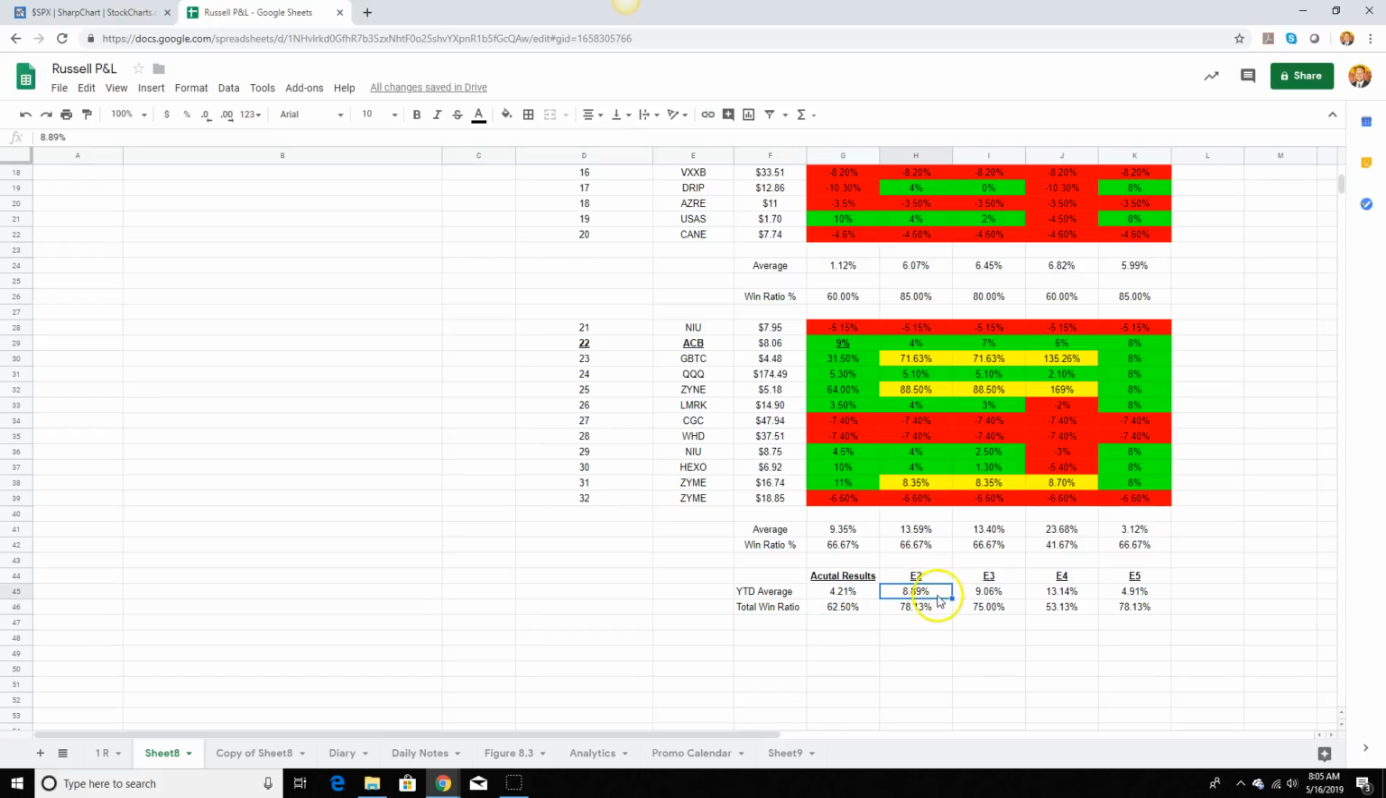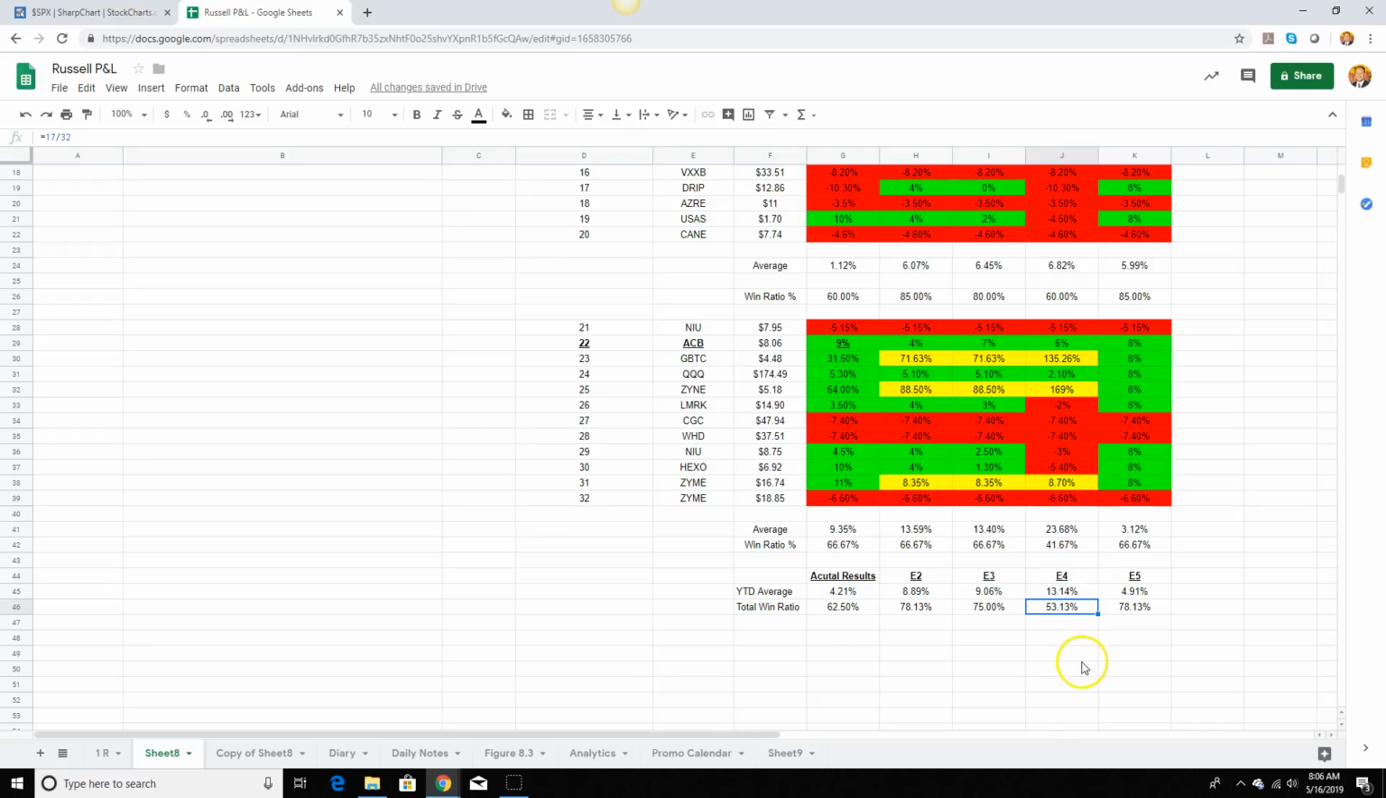However, E2 did 8.9%. E3 did 9.06, so a little bit better, and that's about what you're going to have. Look at E4, and this is what I keep coming back to. Out of 32 trades, if you just would have taken my picks and only sold if it hit one of two things, your original stop or the 50-day moving average, whichever comes first, true trend following, you would have averaged a 13.14% net gain per trade.